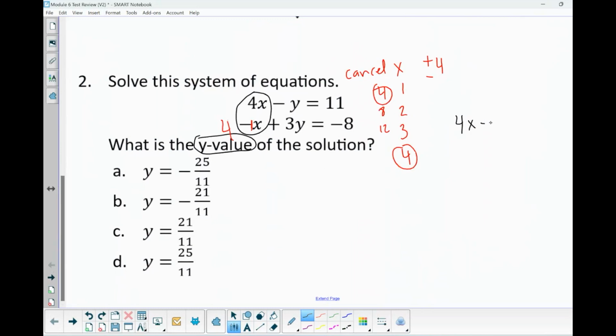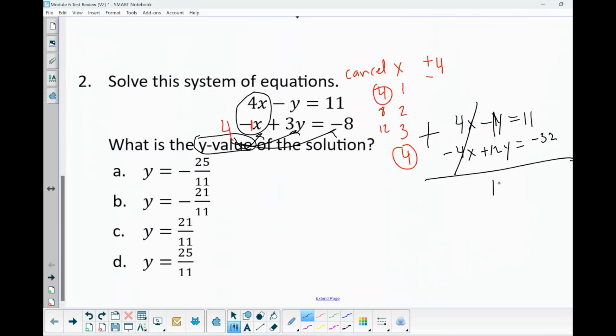So I'm going to rewrite it. Top stays the same. Bottom, everything is multiplied by 4. So we've got -4x plus 12y equals -32. And now we add it like it's one big addition problem. 4 minus 4 is 0. -1y plus 12y is 11y. 11 minus 32 is -21.